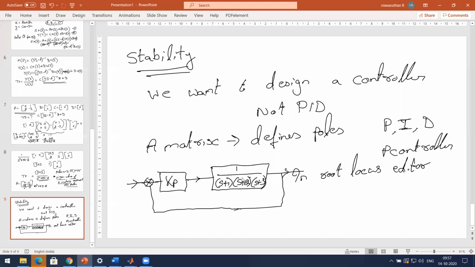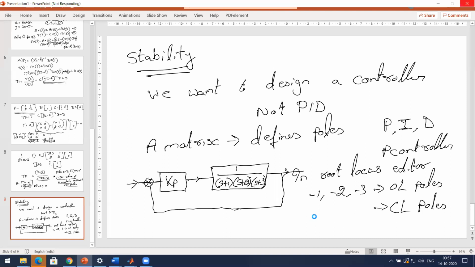What are the poles of this transfer function? Open loop poles. -1, -2, -3. These are open loop poles. What about closed loop poles? How do you get closed loop poles? How do you find closed loop poles?